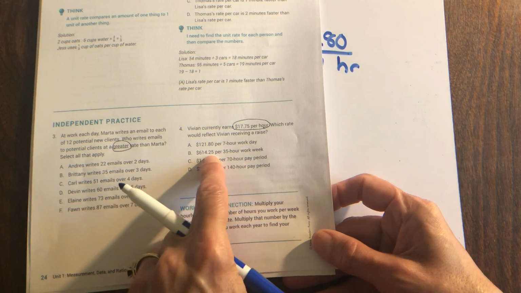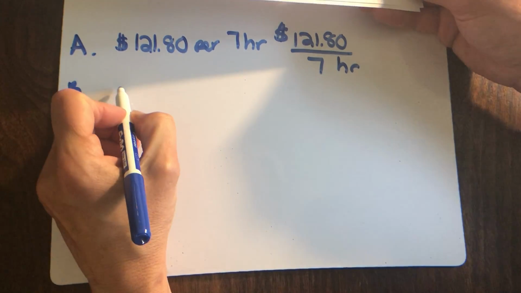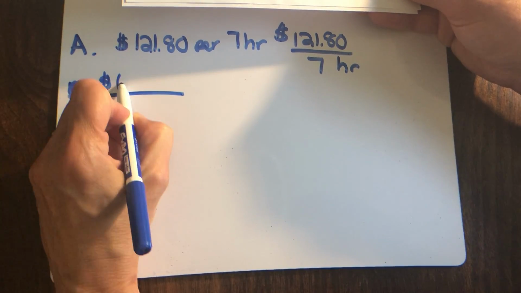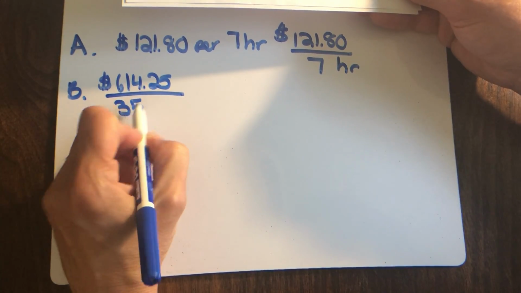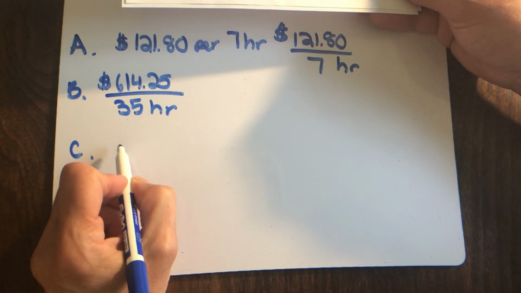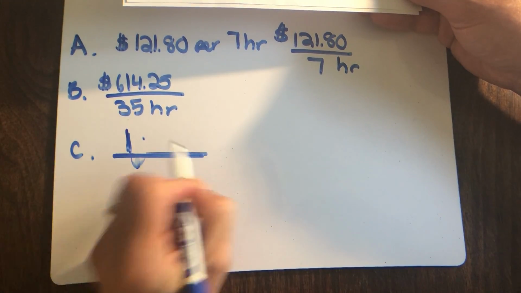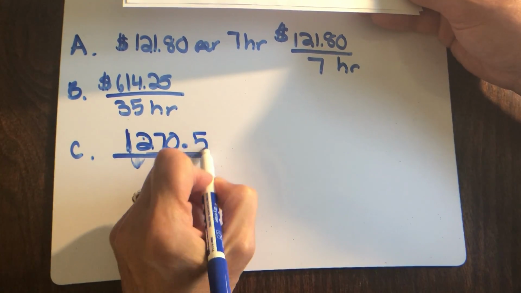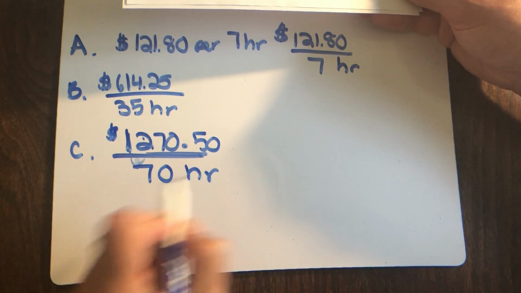The next one was 614.25 per 35-hour work week. So I'm just going to go ahead and set it straight up here. We've got money, $614.25 for a 35-hour work week. And then the next one is 1,000. And look, let's just not write commas on our work because then we mistake them for decimals. So just leave the comma off. It's okay, they can use it on their paper. It's fine. And we've got hours.